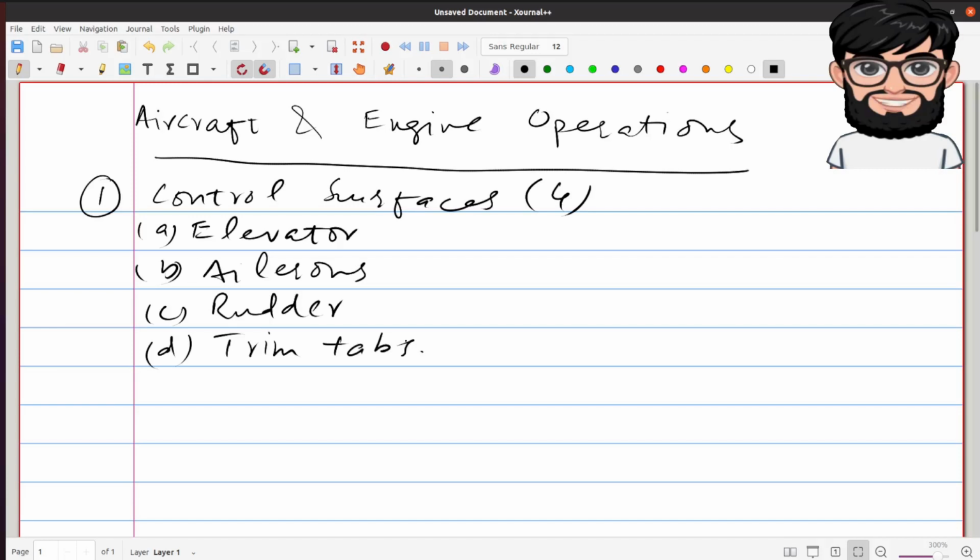Okay, so the elevator is the one which is basically gonna be controlling the altitude of the aircraft, and the movement it creates or it controls is known as pitch. So basically it's gonna control the nose angle or the angle of incidence of the plane, which is basically going to dictate how high or how low you're going to be.